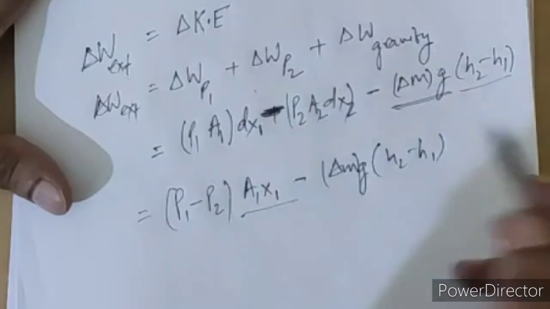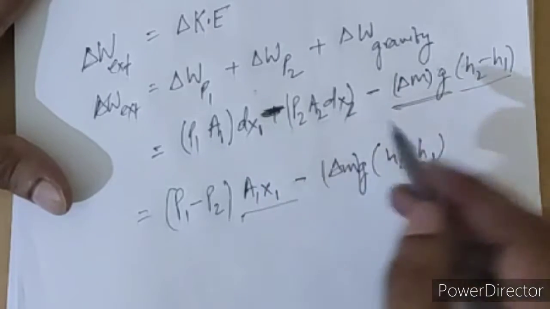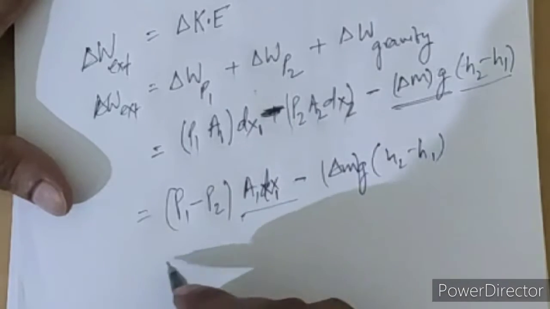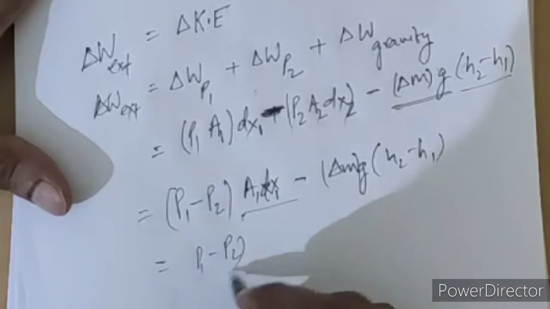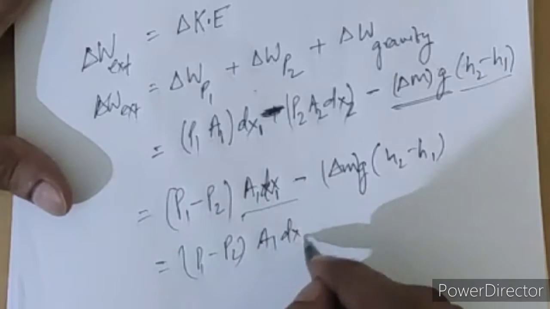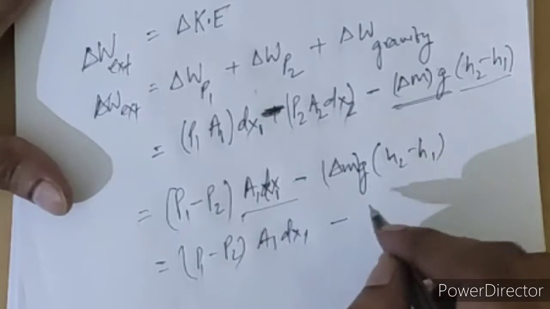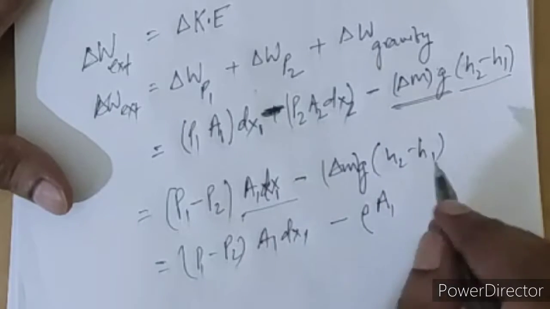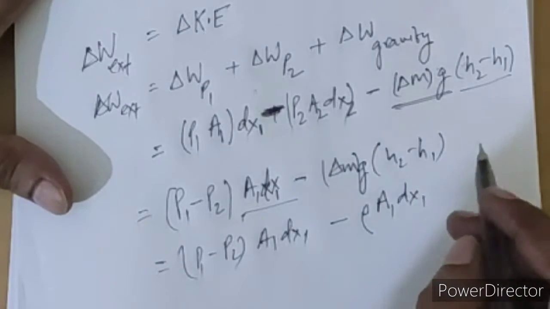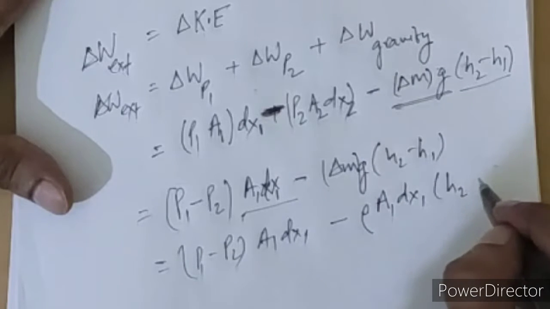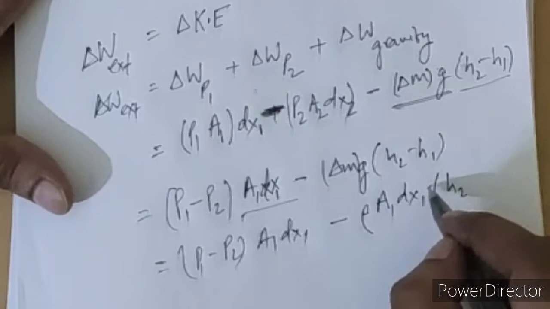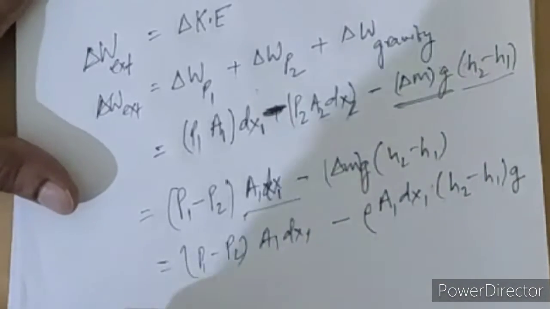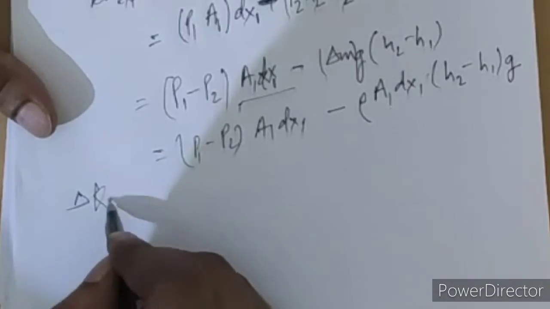So this is, you can say A1 x1 or A1 dx1, basically dx1. Now we have (P1 minus P2) A1 dx1 minus delta m, which is given by rho A1 dx1, times (h2 minus h1) times g. This is work done, and now we have change in kinetic energy.